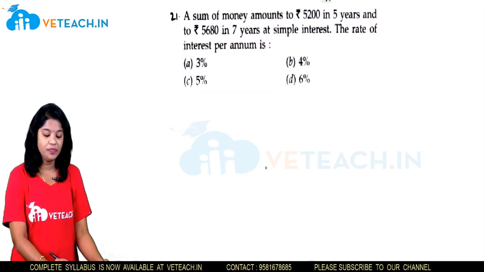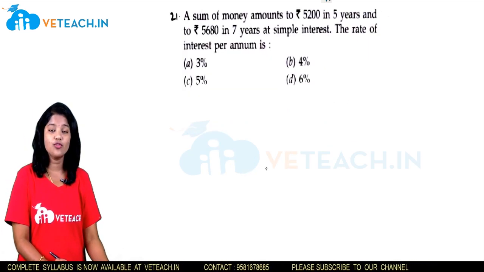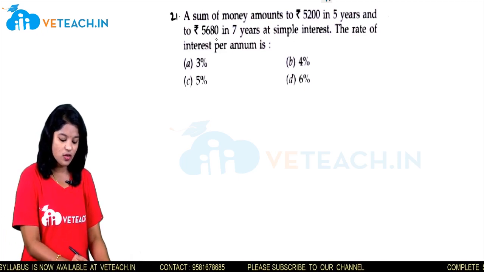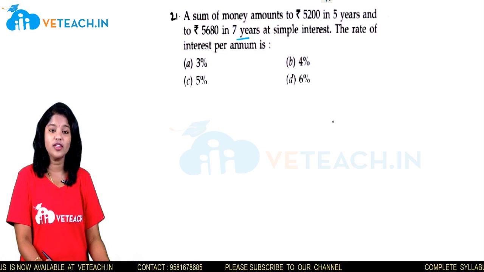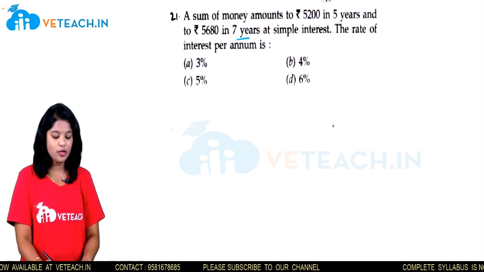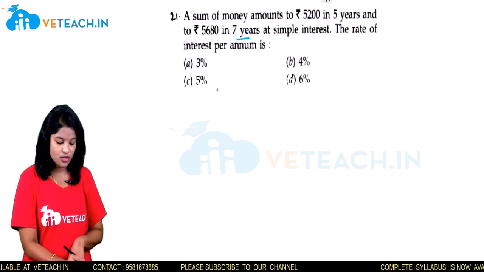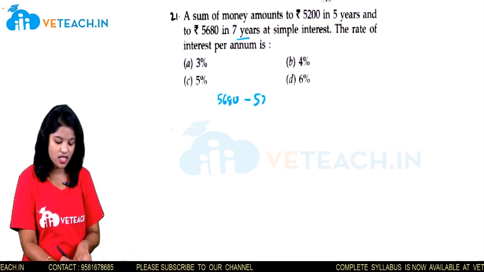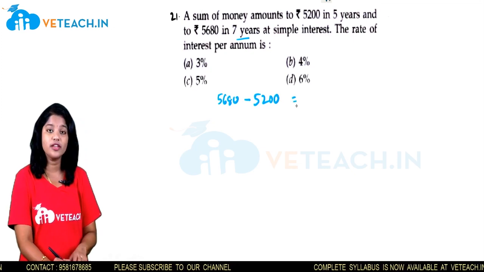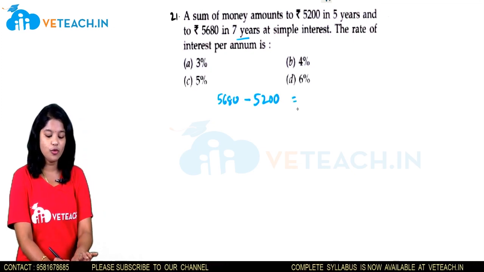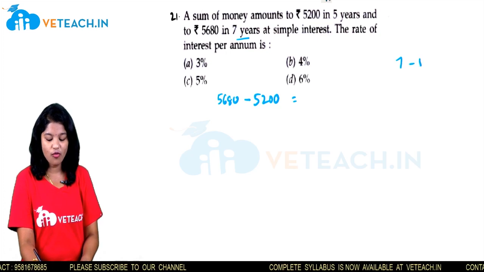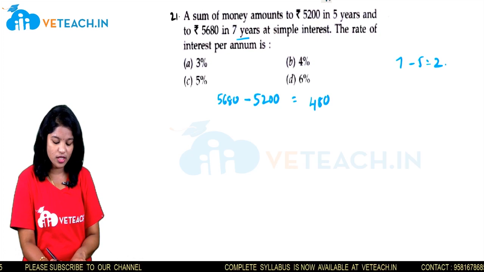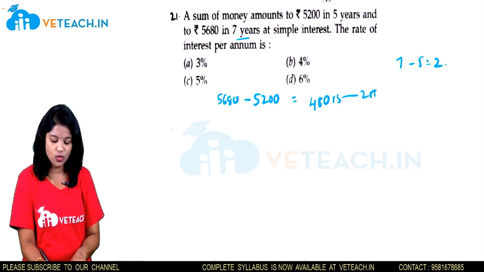See the next question. A sum of money amounts to 5,200 rupees in 5 years and to 5,680 rupees in 7 years at simple interest. The rate of interest per annum is? So 5,680 rupees in 7 years minus 5,200 rupees will give us the interest of 2 years, because from 7 to 5 it is just 2 years. So if we subtract it, we will get 480 rupees interest per 2 years.